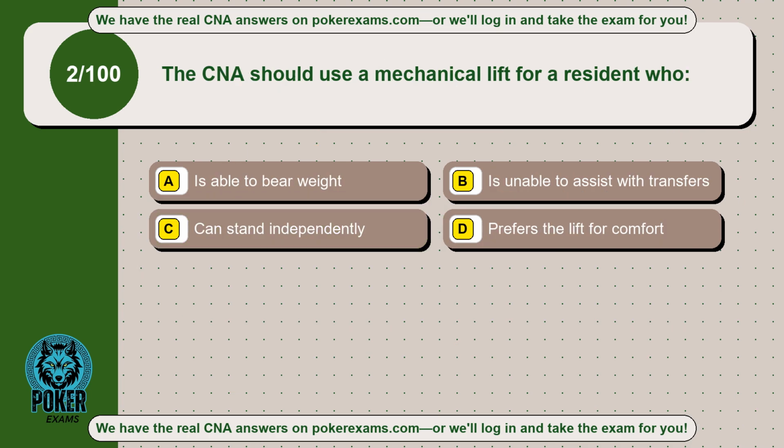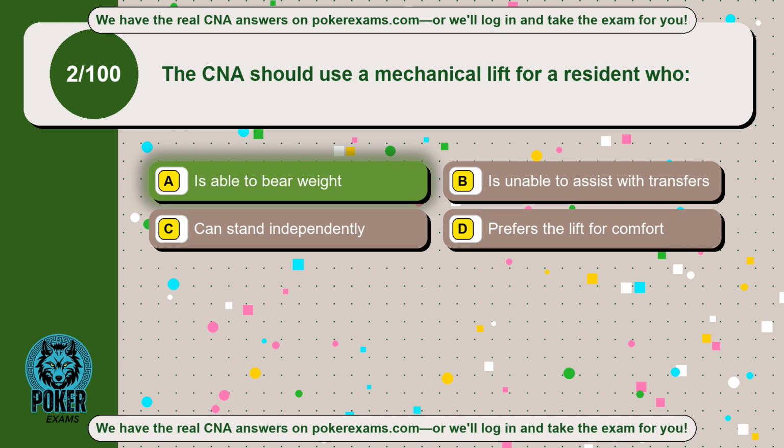Question 2. The CNA should use a mechanical lift for a resident who: Option A, is able to bear weight. Option B, is unable to assist with transfers. Option C, can stand independently. Option D, prefers the lift for comfort.